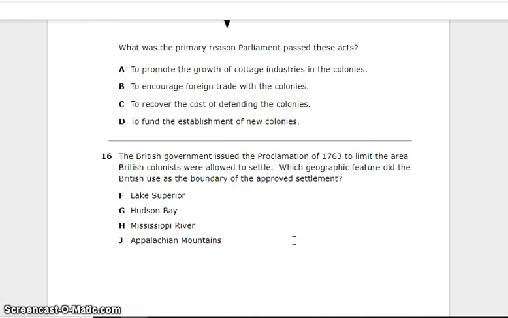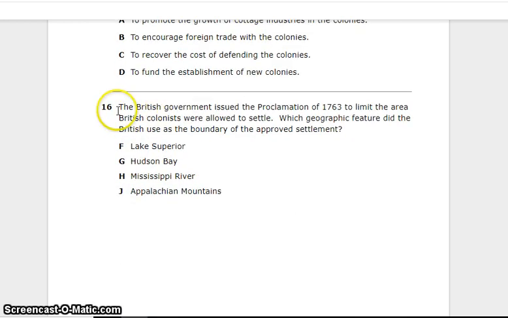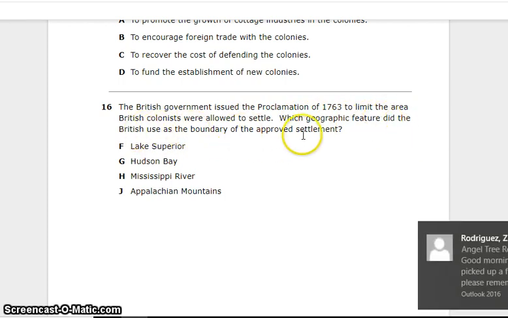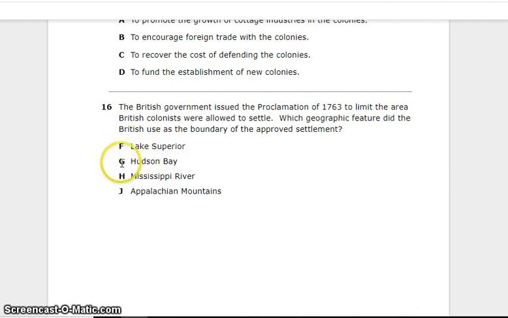16. The British government issued the Proclamation of 1763 to limit the area British colonists were allowed to settle. Which geographic feature did the British use as a boundary of the approved settlement? F. Lake Superior, G. Hudson Bay, H. Mississippi River, J. Appalachian Mountains.